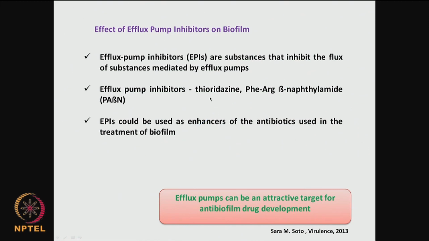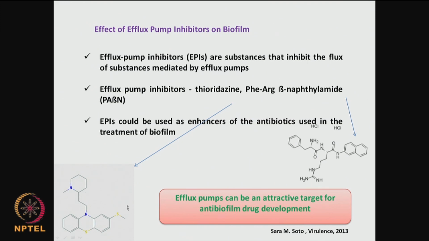So, there are many inhibitors, thioridazine and then PAbetaN. These inhibitors could be used as enhancers of the antibiotics in the treatment of biofilm. For example, this particular compound contains this type of heterocycle with nitrogens and sulfur. This is a compound which has arginine, naphthylamide here, you can see this. So, in addition to giving antibiotic, you can also give one of these efflux pump inhibitors, so that the biofilm can be eradicated.